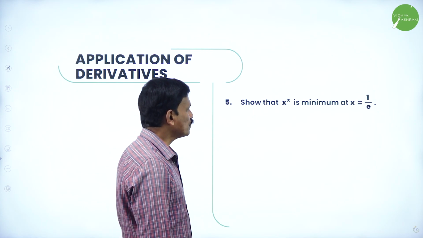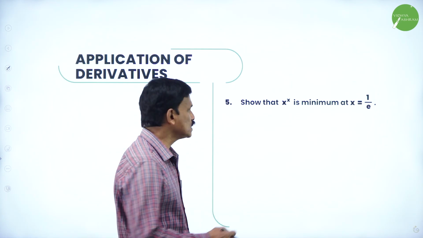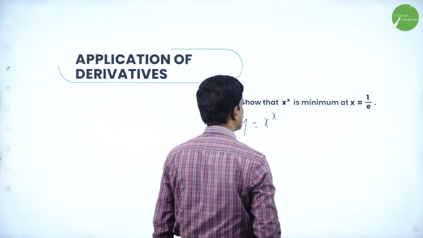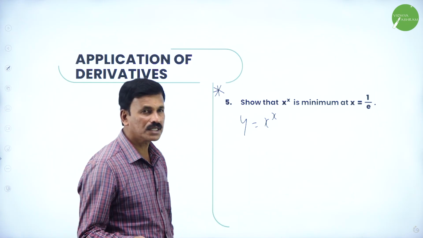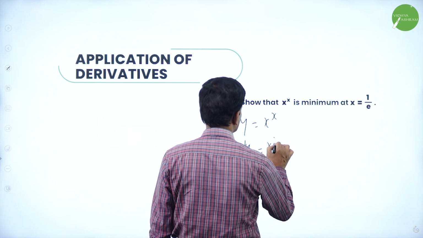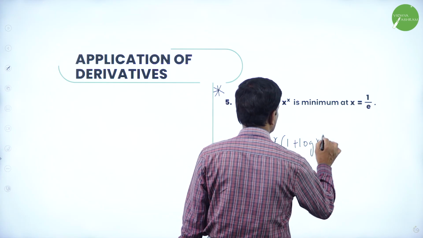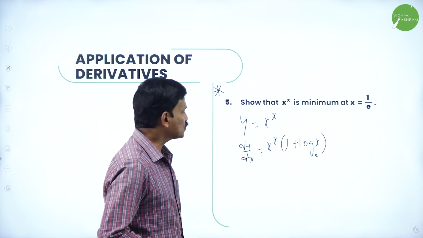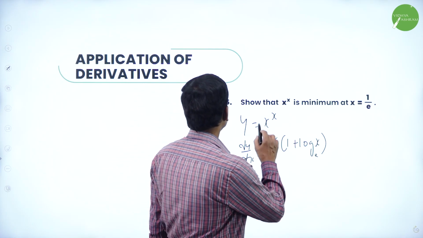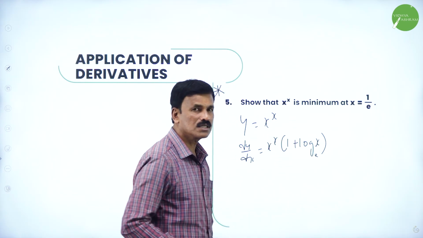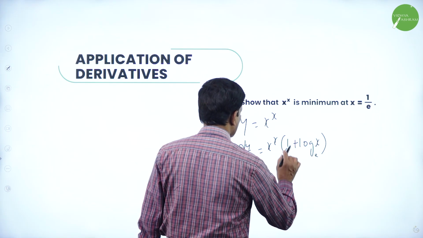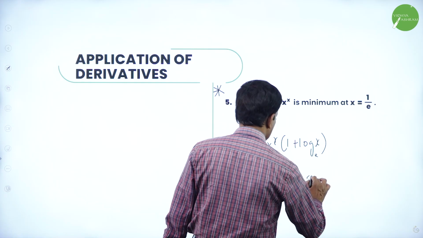Show that x to the power of x is minimum at x is equal to 1 by e. This is also a very important problem indeed. Now what is given? Y is equal to x to the power of x. Now this can be differentiated by the method of logarithms. The derivative of x to the power of x is x power x into (1 plus log x to base e). So dy by dx is equal to x power x, that is y, into (1 plus log x to base e).